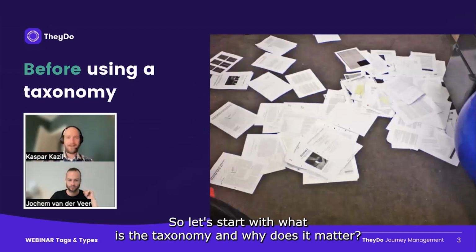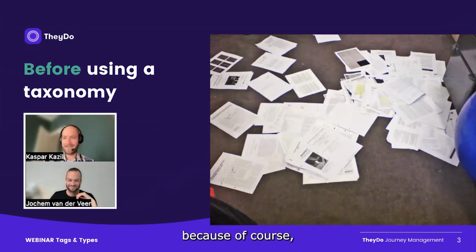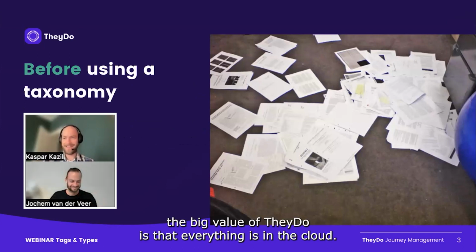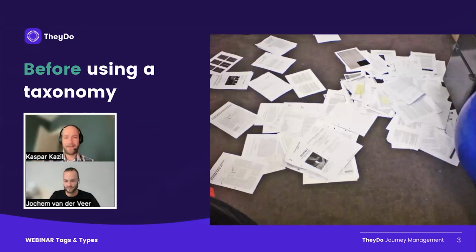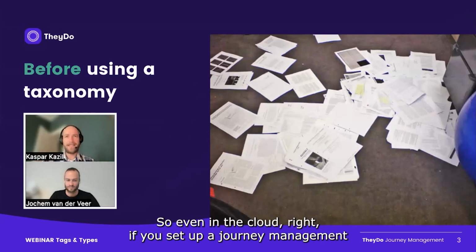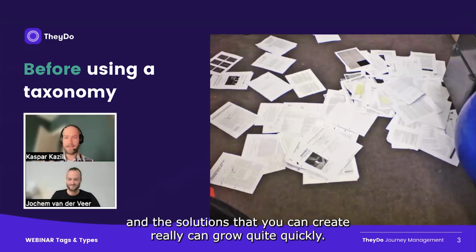So let's start with what is a taxonomy and why does it matter? Well, I know Jochem will hate me for actually using a paper example because, of course, the big value of data is that everything is in the cloud. But I do think it illustrates the issue really well. So even in the cloud, right, if you set up journey management and many teams start using it, the amount of journeys and opportunities and the solutions that you can create really can grow quite quickly.